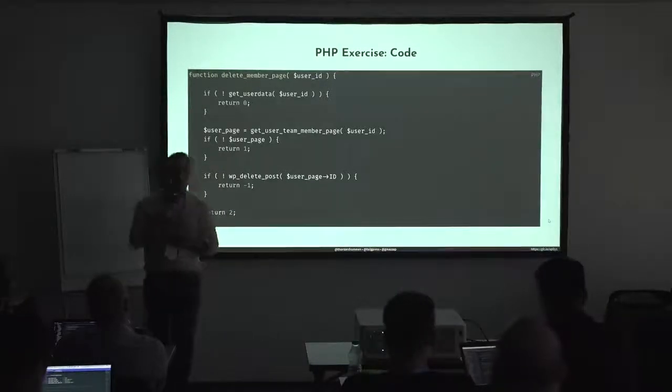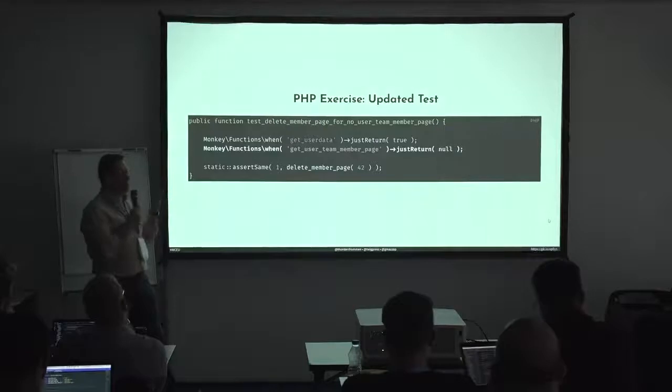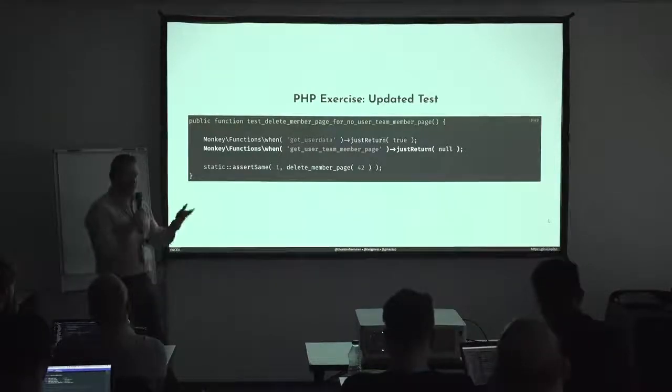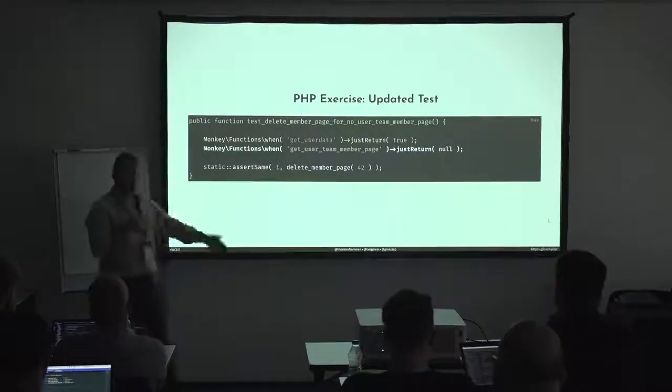Mocking is about faking the function that is not defined to make the condition that we want so the test passes. So we are simulating the behavior of WordPress, or it could be another third-party library which is not included in our code, and we make the test pass. This way, we are only testing our code and not WordPress code, not third-party code.